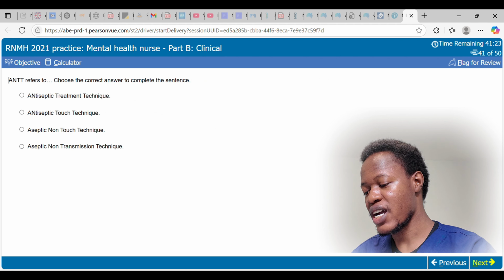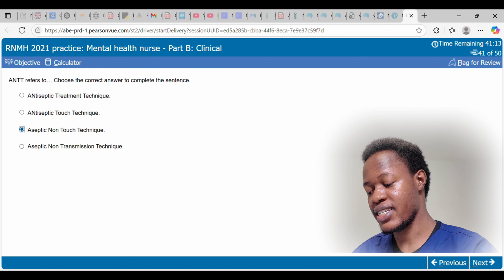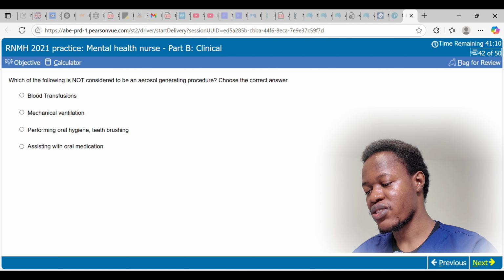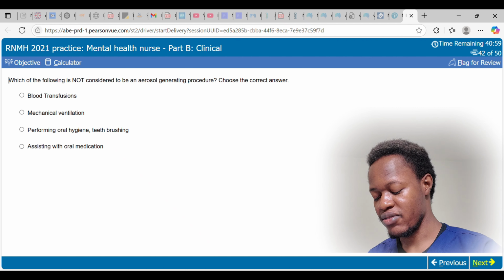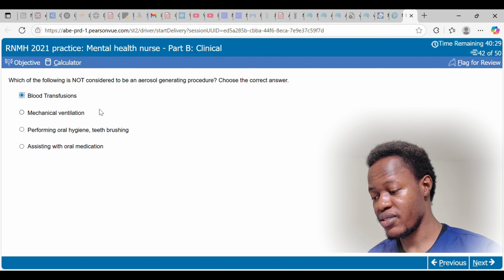ANTT refers to dash. Choose the correct answer to complete the sentence. So it is aseptic non-touch technique, which is our option C. Which of the following is not considered to be an aerosol procedure? And we've talked about aerosol procedures and we say something that has to do with airborne. So I think the best option here is blood transfusions.